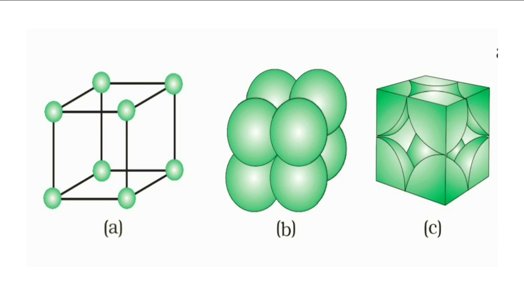So actually this A is called a unit cell. It is just a diagrammatic representation. B is how the atoms are actually close, and C is the actual representation. Now we have to discuss the number of atoms in a primitive cubic unit cell.